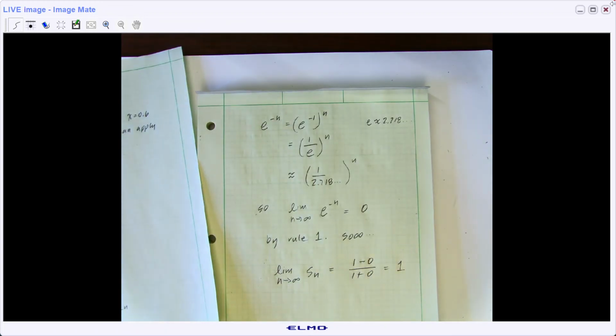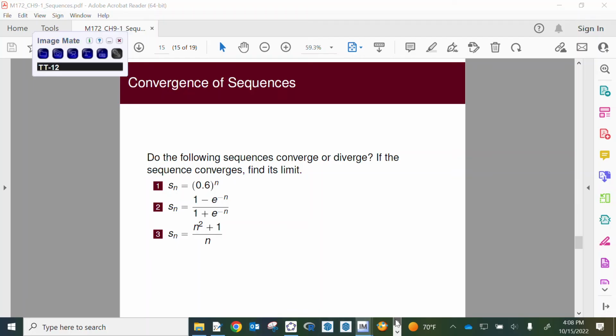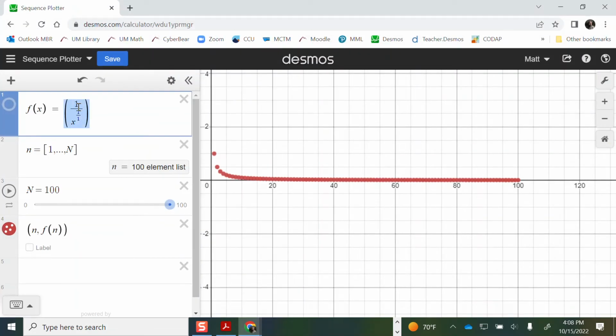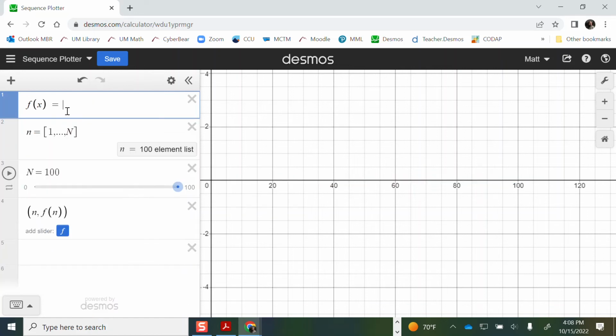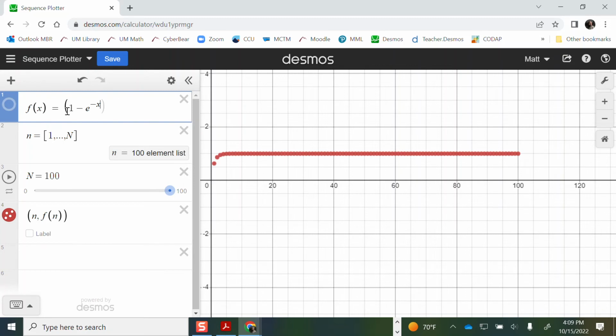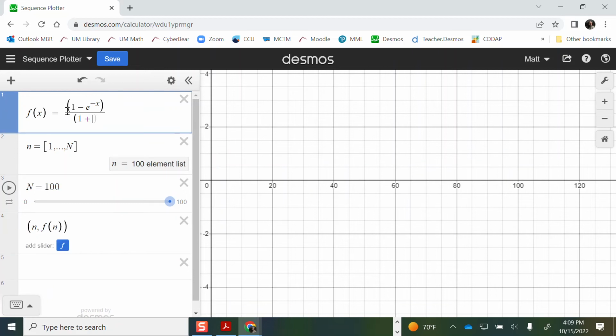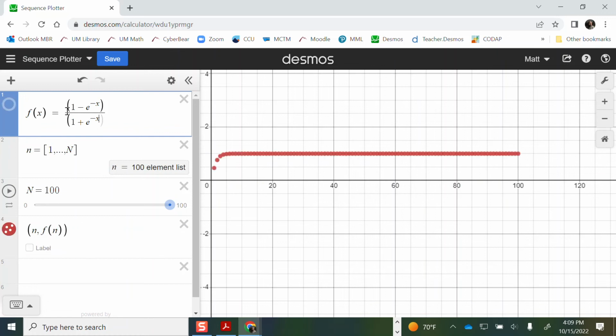Might be kind of neat to just stop here and take a look at what that looks like as a graph on Desmos. So let's do it. Oops. I want to get rid of everything there. And I'll put the quantity 1 minus e raised to the negative x, that whole thing, divided by 1 plus e raised to the negative x. And I think I have it right.